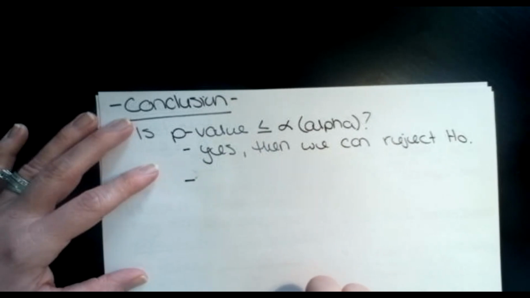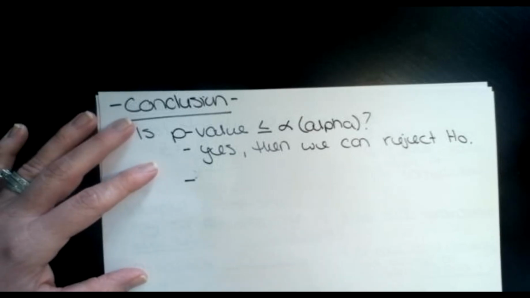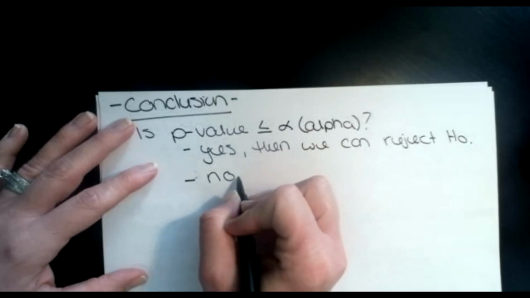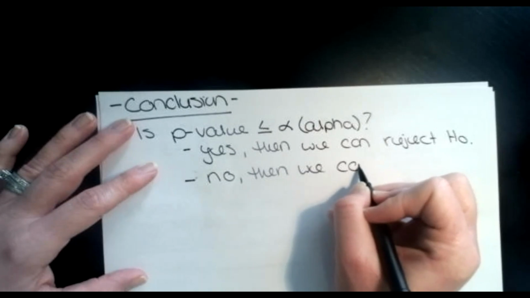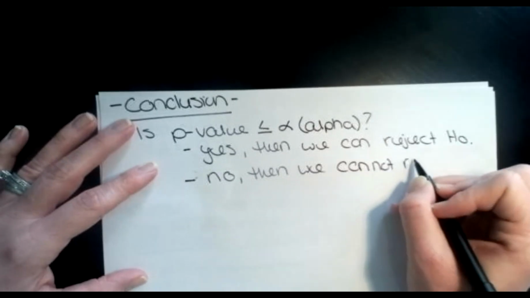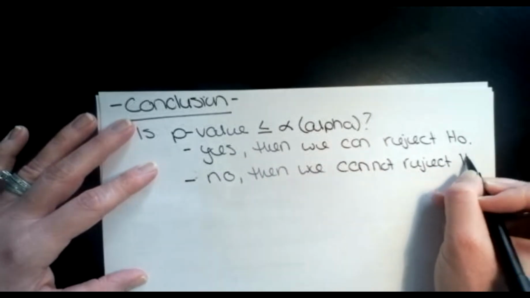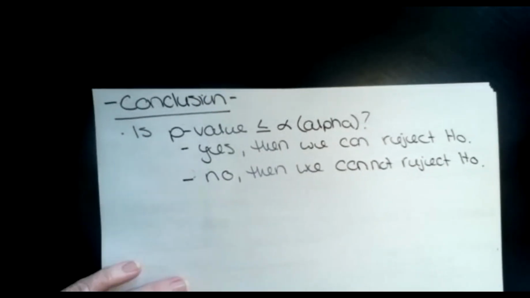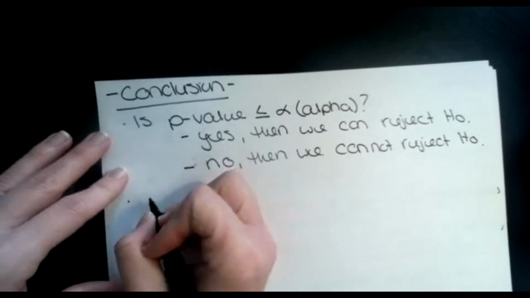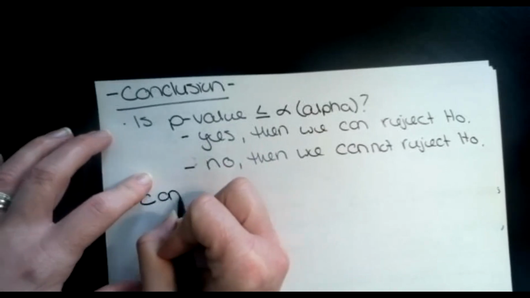If we answer no, so maybe our p-value is like 0.15, okay? And our alpha is 0.05. Then we would say, no, it's not less than. So then we cannot reject our null hypothesis, okay? So I need to see this. This is your first part. And then you're going to write a conclusion statement.